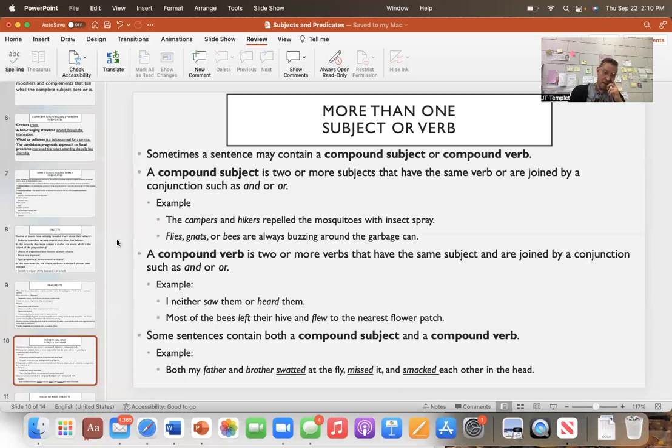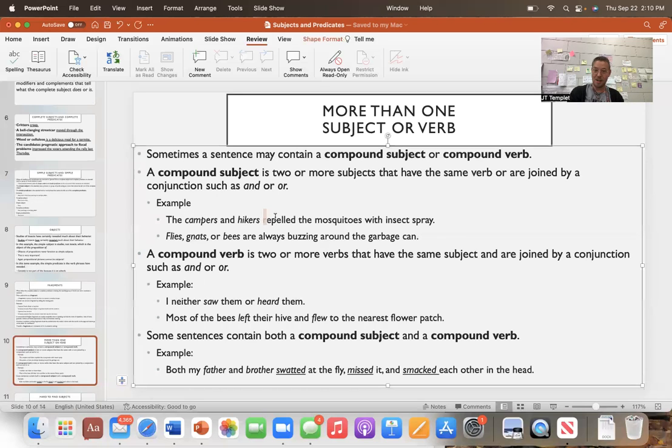For example, in this one, the campers and hikers repelled the mosquitoes with insect spray. Both campers and hikers are doing the repelling, right? Repelling is our verb. They're both doing it. Same thing in this one, flies, gnats, or bees are always buzzing around the garbage can. Conjunctions usually show us that we have a compound.